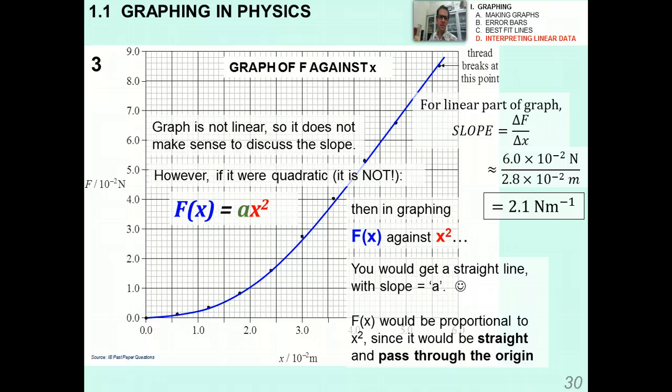So this graph is actually a piecewise defined function, probably. This part's linear. It looks like the linear part starts about at 3 and goes up here. This part is definitely not linear. You could figure out what that is. It might be quadratic. I don't know. But then you could analyze it as two separate problems. If it were quadratic, then again, if you were to graph f of x against x squared, it would be straight and pass through the origin, which means it would be proportional.